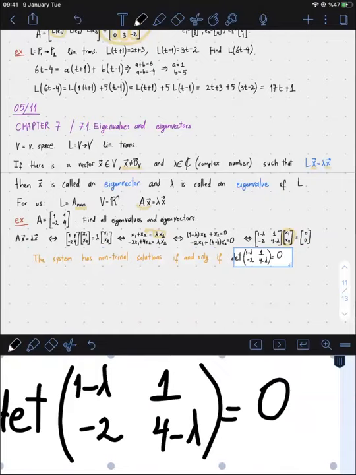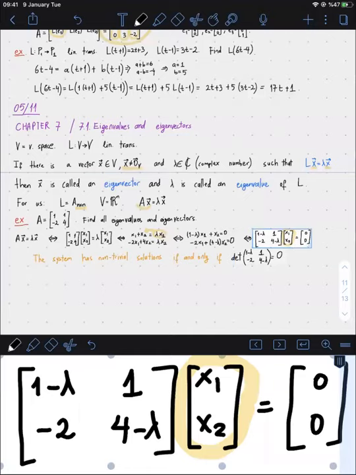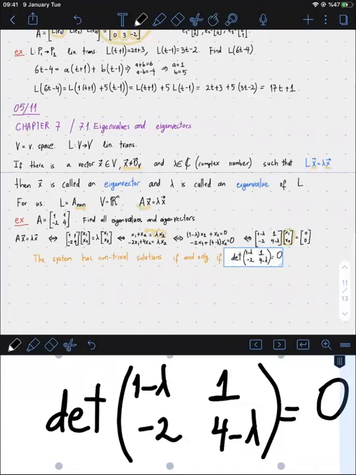So if the determinant is non-zero, then we know that there's a unique solution. So this system will have a unique solution if the determinant is non-zero, because if the determinant is not 0, then we can invert this equation and find the solution to be 0, 0, okay? And otherwise, if this condition is satisfied, then the system will have non-trivial solutions.